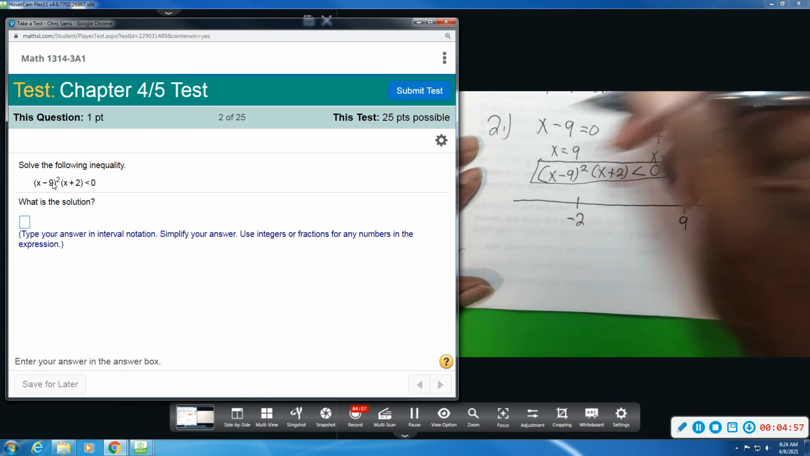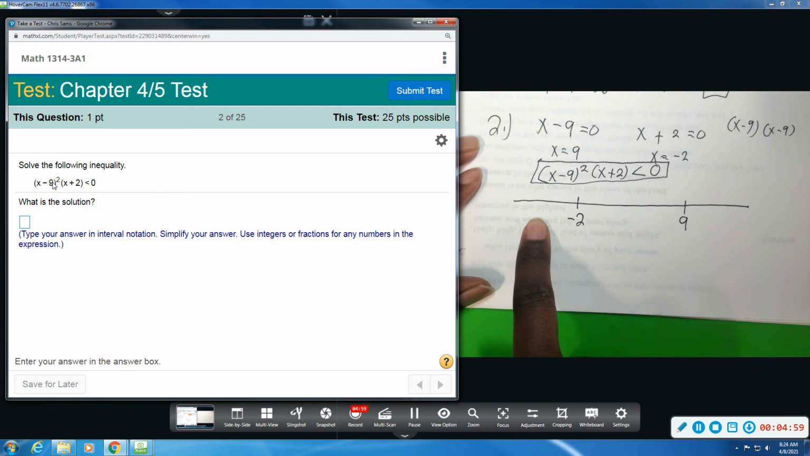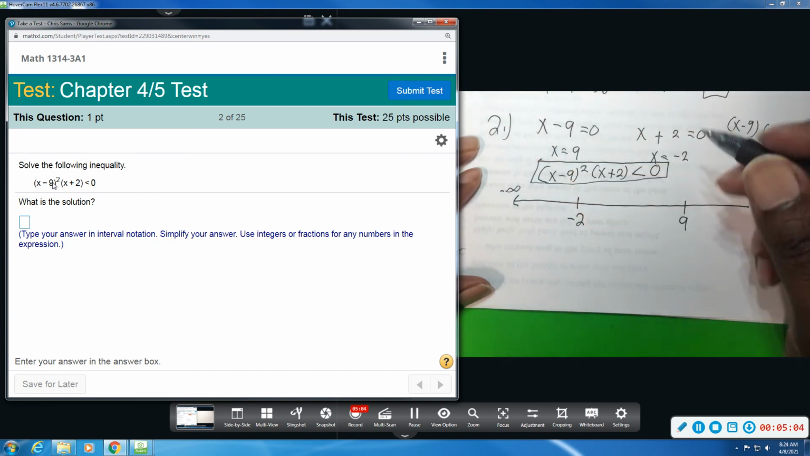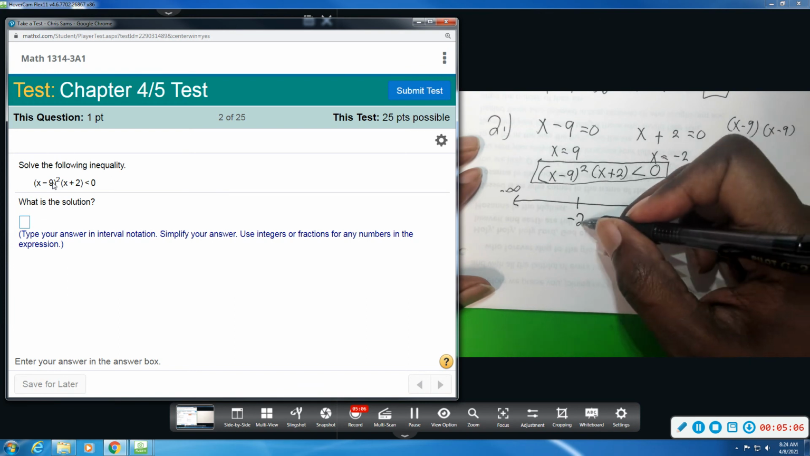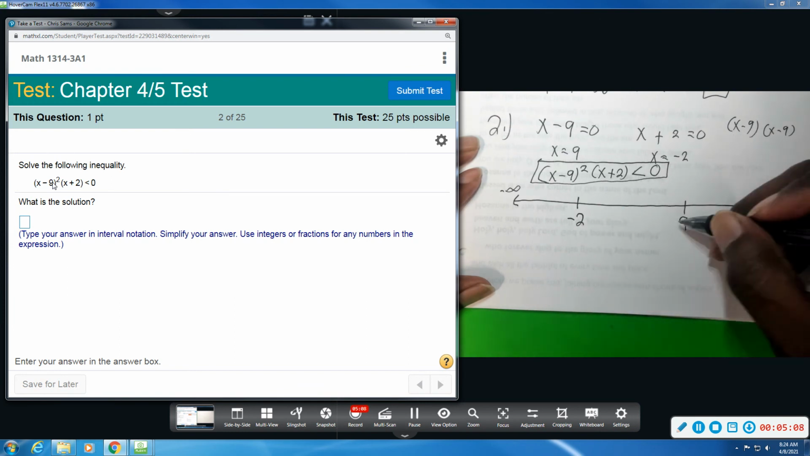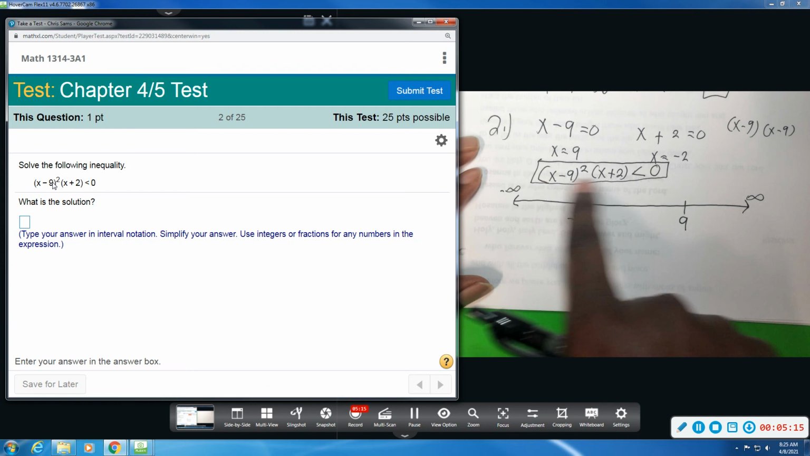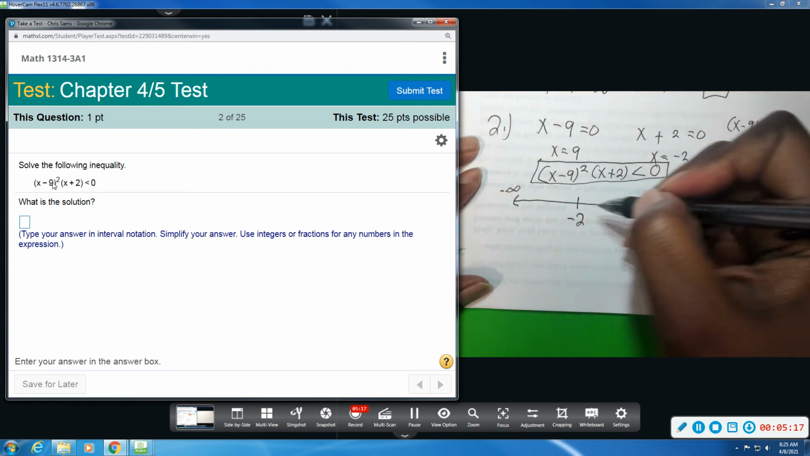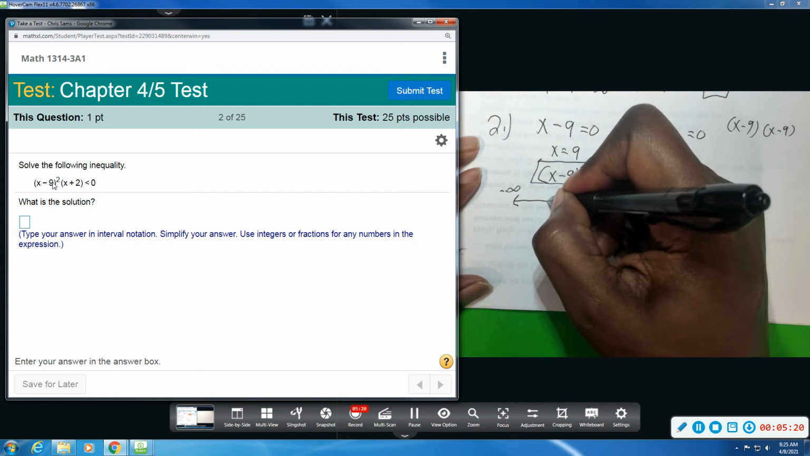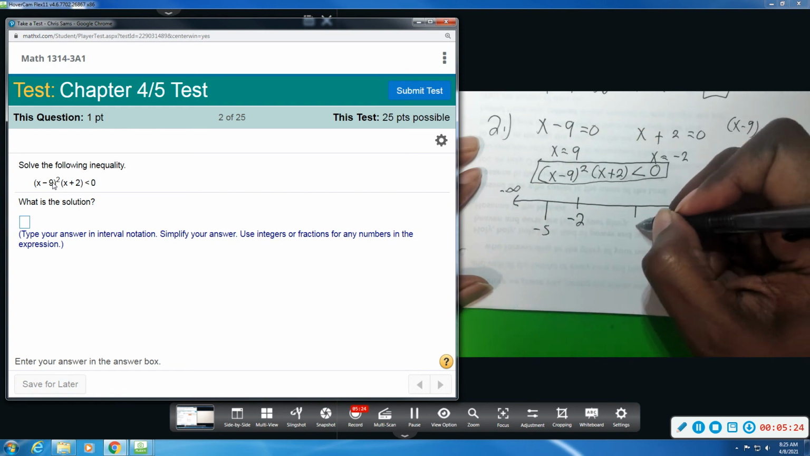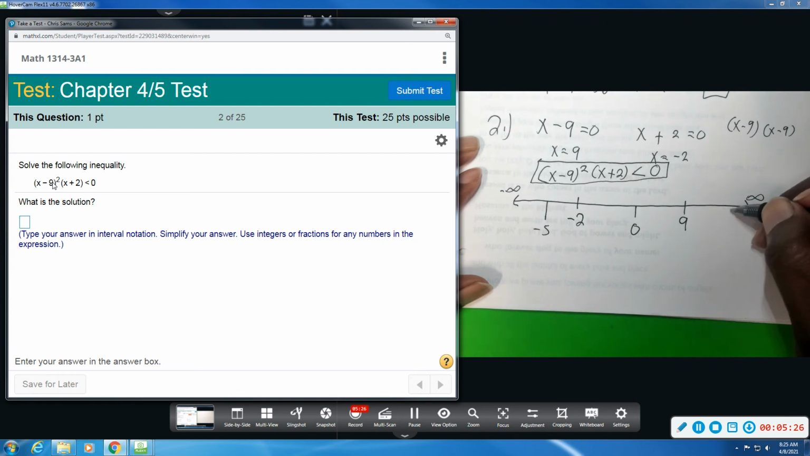What we're going to do, we're going to pick a number to the left of negative 2, somewhere between negative 2 and negative infinity to check. We're going to pick a number between negative 2 and 9, and then we're going to pick a number between 9 and positive infinity and find out which values give us negative, because less than 0 means negative. Okay, so to the left of negative 2, let's just pick negative 5 to try. Be my test number. In between, 0 will be good. And then on the right side, we can just use positive 10.